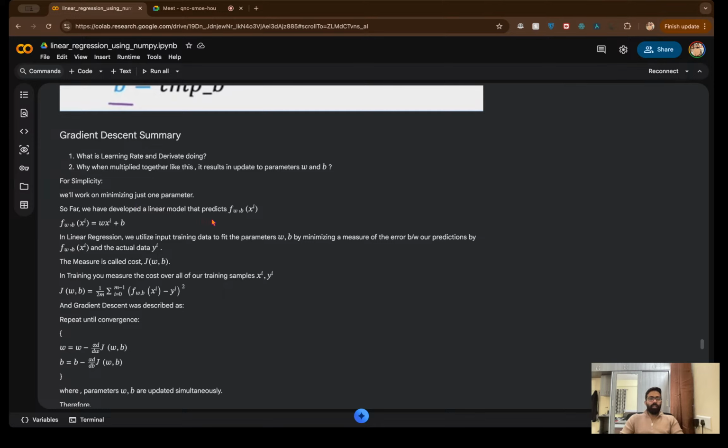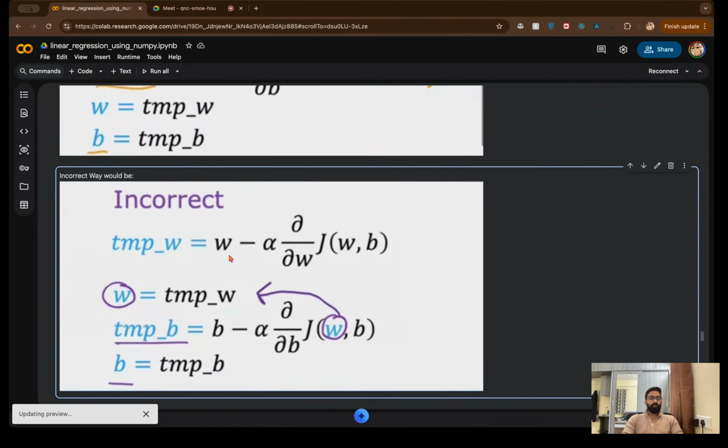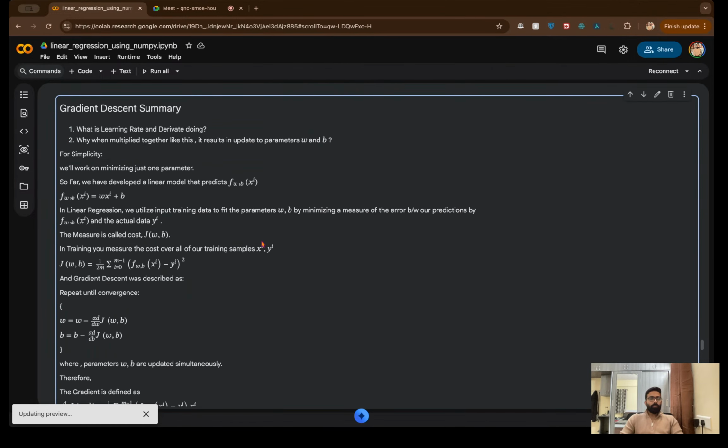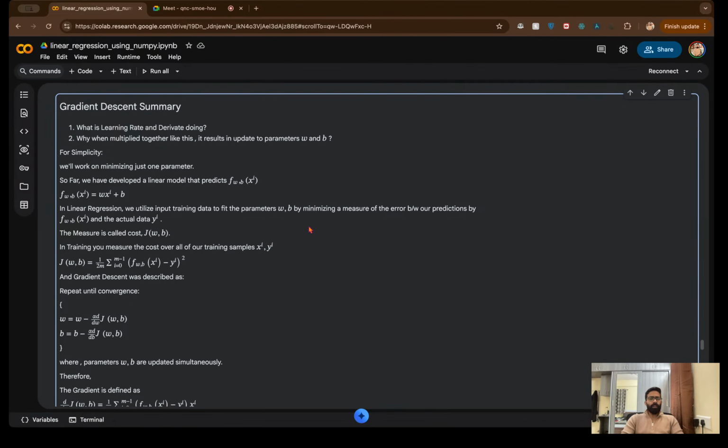So far we have developed a linear model that predicts f_wb of x_i, which is equal to w x_i plus b. In linear regression, we utilize input training data to fit the parameters w and b by minimizing a measure of the error between the predictions by f_wb and the actual data y_i. The measure is called cost, J(w,b).